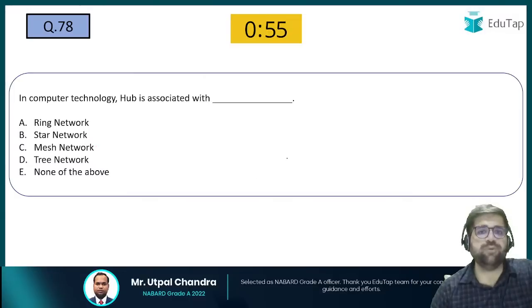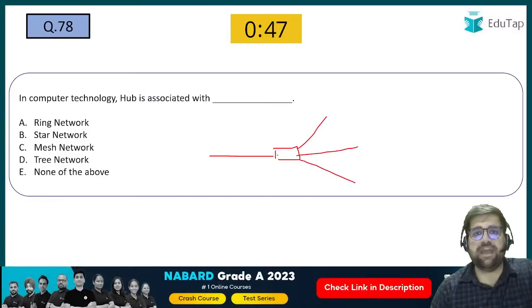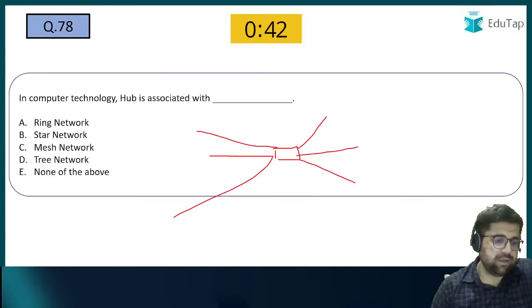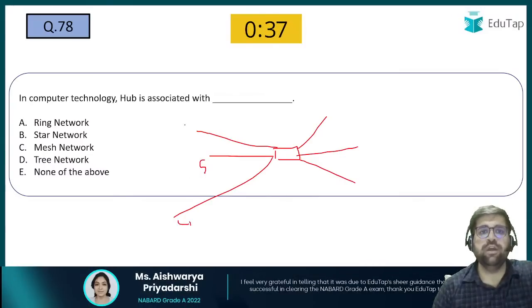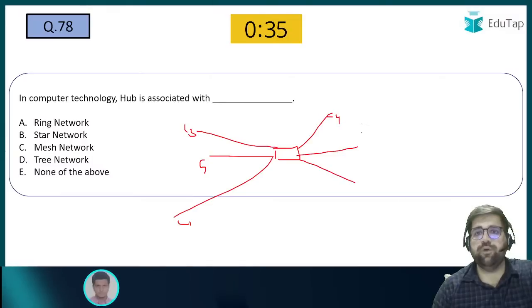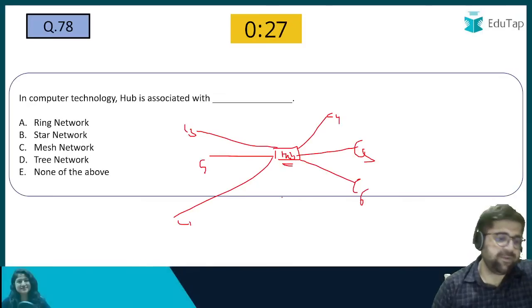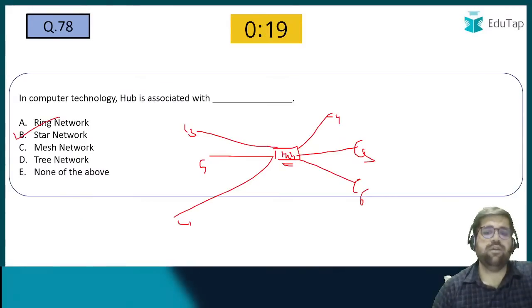Hub. Hub means what? That there are certain hubs which will be used to connect the different computers. For example, I am drawing right now. Come on, I need answers of 78. For example, this is computer 1, this is computer 2, this is computer 3, this is computer 4, this is computer 5, this is computer 6. They all are connected via a hub. So this is your hub. Okay? So hub ke andar they will be connected via what? They will be connected with the help of star. Okay, the answer will be star.